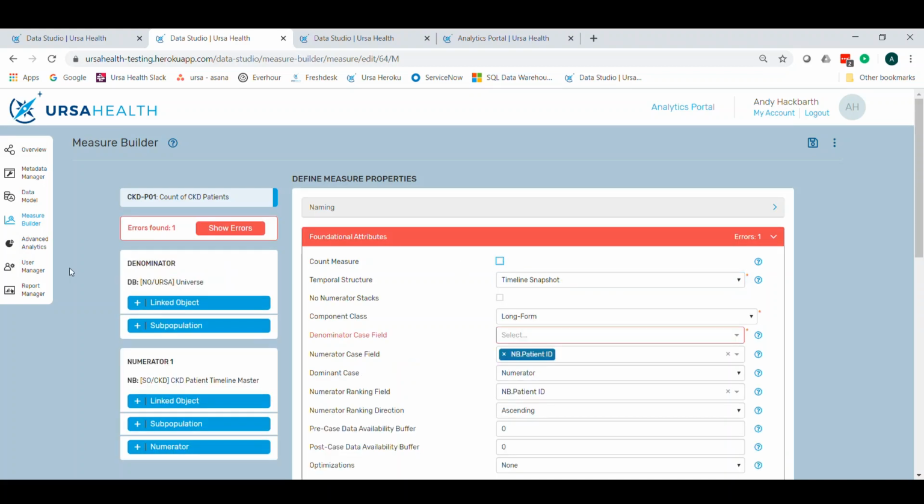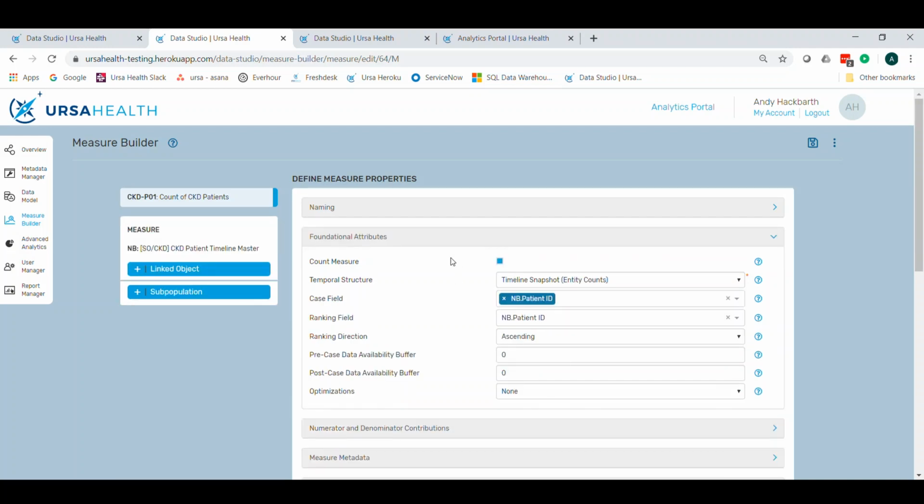Again, behind the scenes here, this is essentially saying there's a denominator of a single case, which is the entire universe of data. And what we're doing is counting for every one of those how many patients there are who meet this inclusion criteria as of each snapshot date. But by clicking this, I remove a bunch of sort of unnecessary parameters. Unnecessary because for count measures they all take a particular value, and we're automatically selecting those on the user's behalf.